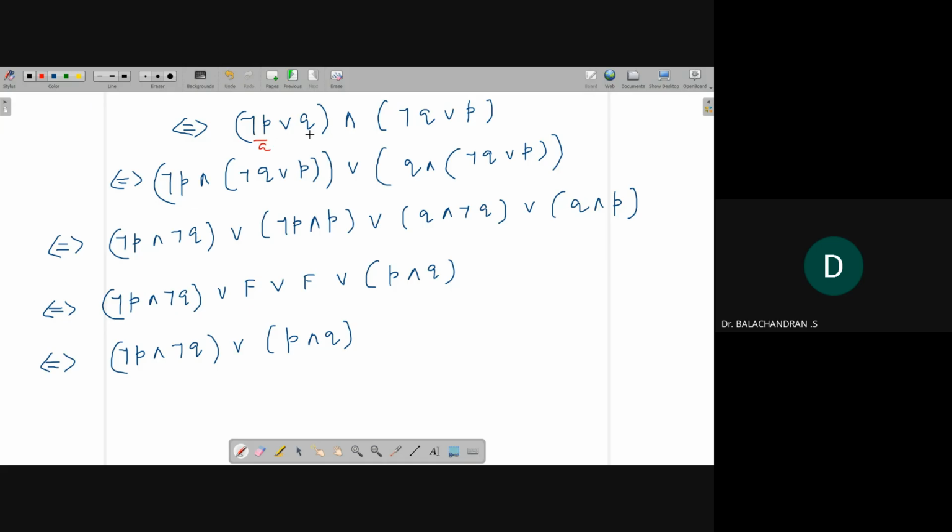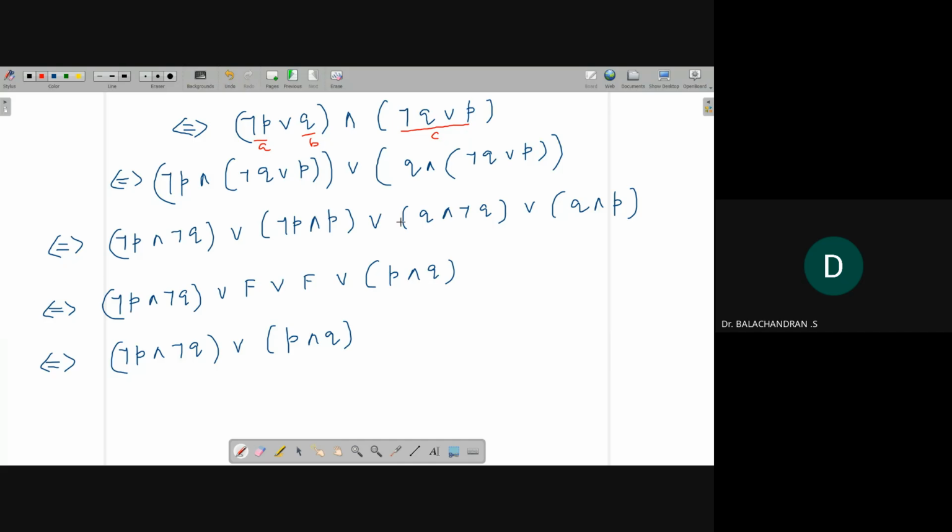This is A, this is B, this is C. So A distributes over B and C. Okay, and then from here to here again I am applying the distributive law. This is A, this is B, this is C. So you'll get A and B, that is negation P and negation Q, or negation P and P.